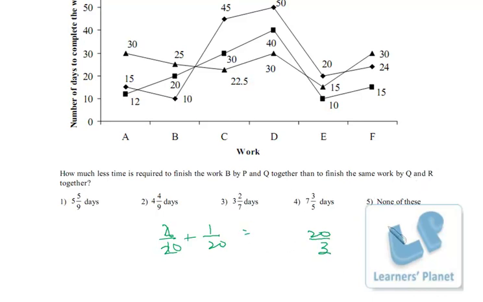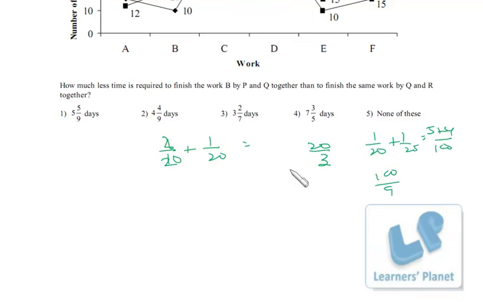And Q and R, that's 1 upon 20, and R is 1 upon 25, right? So total duration is 100 by 9. Okay, now we have to find out the difference. So 100 by 9 minus 20 by 3. So I can write this as 100 by 9 minus 60 by 9, that's better. So it's 40 by 9, right? So it's 4 and 4 by 9 days. Okay?